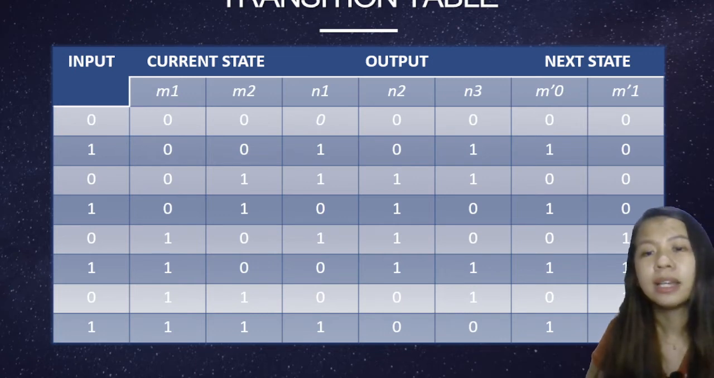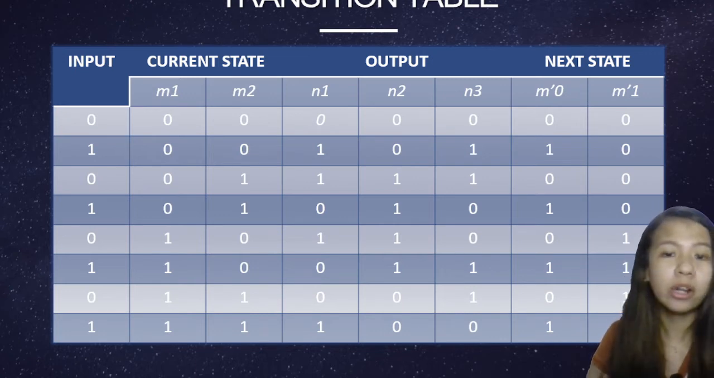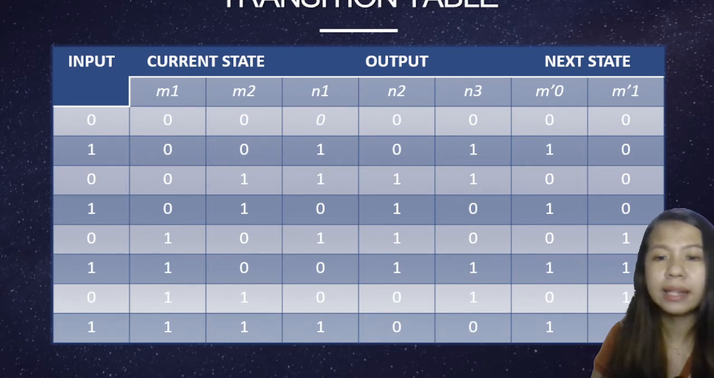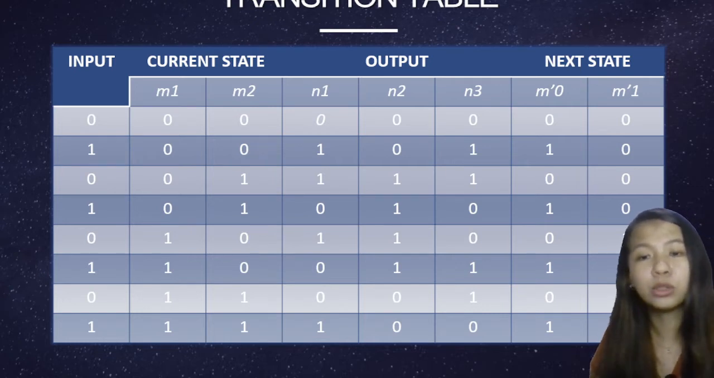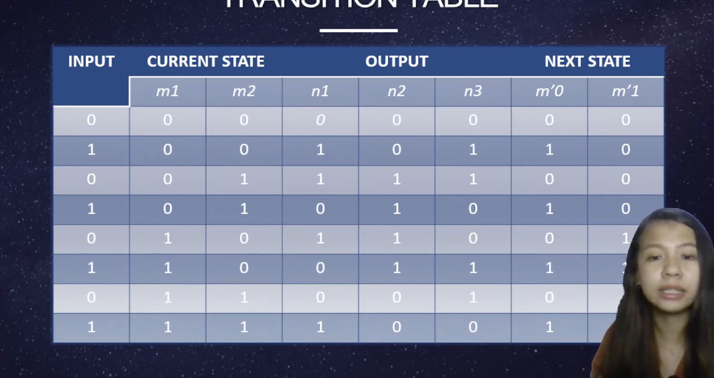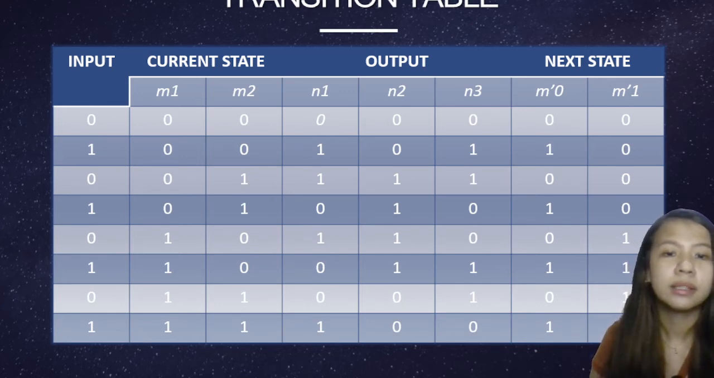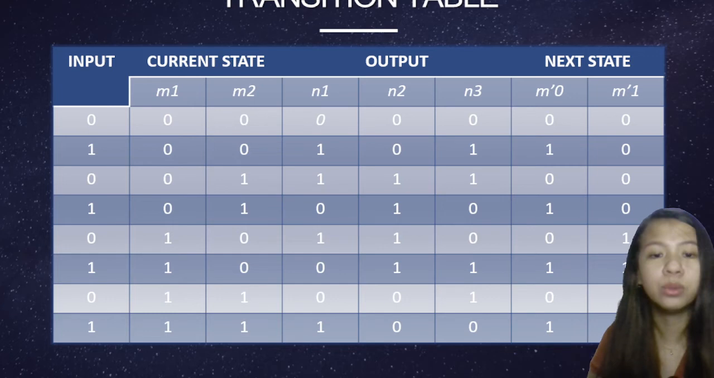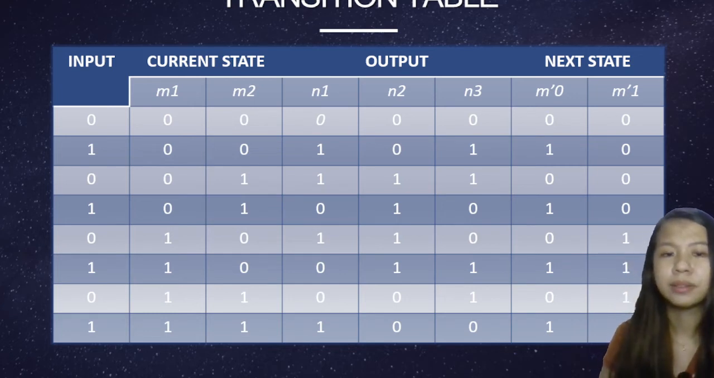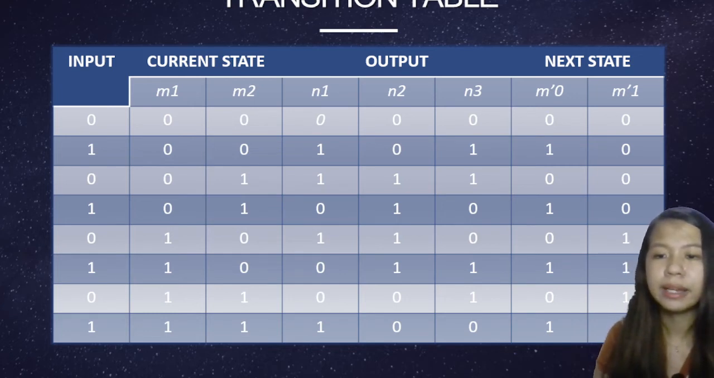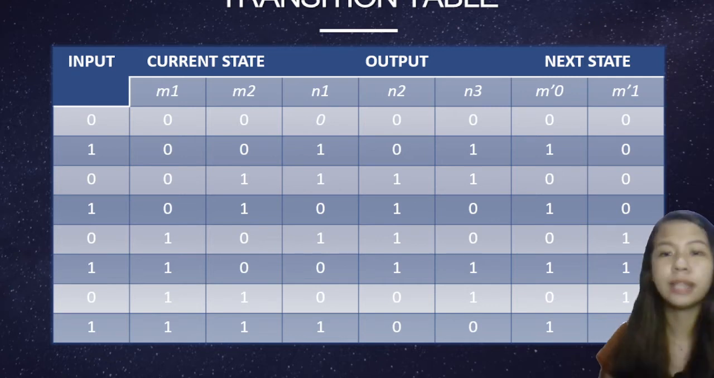Next, if the input is 0 and the current state is 1,1, the next state is 0,1, then the output is 0,0,1. And next, if the input is 1 and the current state is 1,1, then the next state is 1,1, then the output is 1,0,0. Okay. That is the transition table.